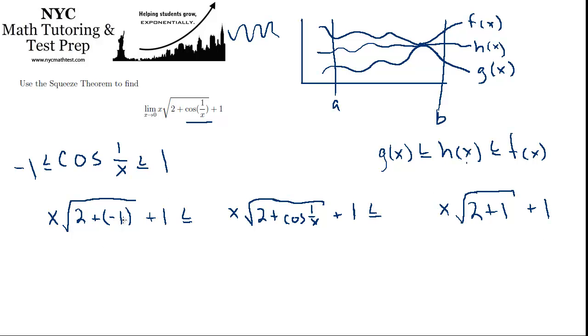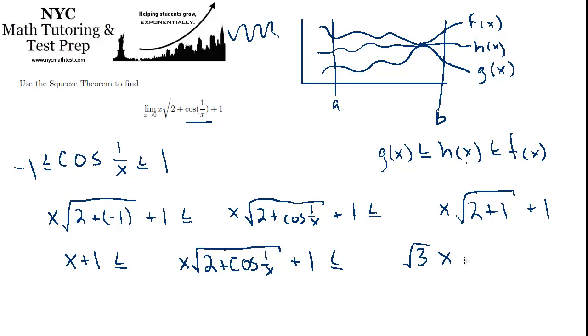So this guy is going to become 2 minus 1, which is just 1, and then the square root of 1 is 1. So this whole thing just boils down to x plus 1. And that's going to be less than or equal to this again, which is x square root 2 plus cos 1 over x plus 1, which is less than or equal to this, which is 2 plus 1 is 3, square root of 3 times x. So I'll write square root of 3, I'm going to give myself a little room, square root of 3 times x plus 1.